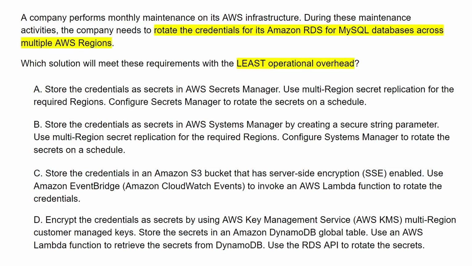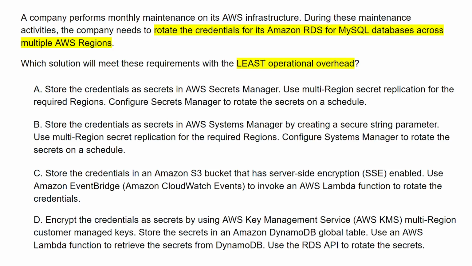The first step in solving a big, complicated looking question like this one is to find out what it's asking. And here, I've highlighted the key points of the question that explains what kind of answer we should look for. The first thing we see highlighted in yellow is the phrase, rotate the credentials for its AWS RDS for MySQL database across multiple AWS regions, which tells us what this question wants to look for in the answer. Therefore, whichever answer we choose must answer what the section is asking.